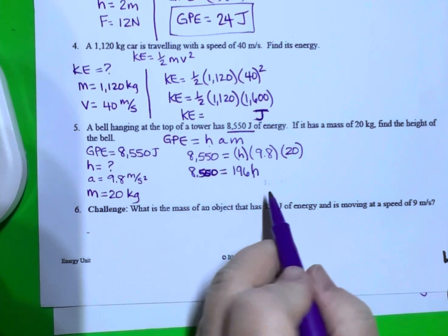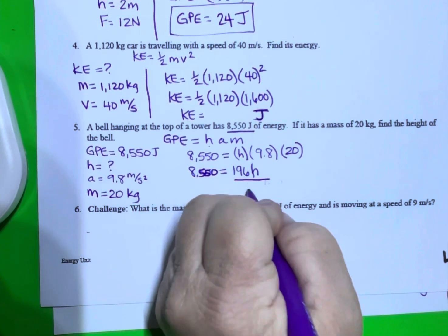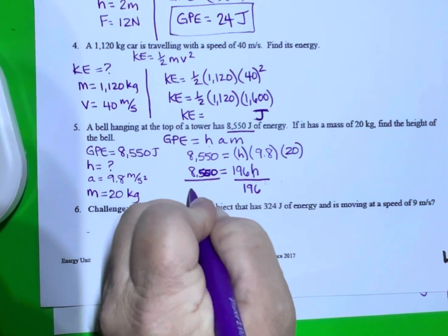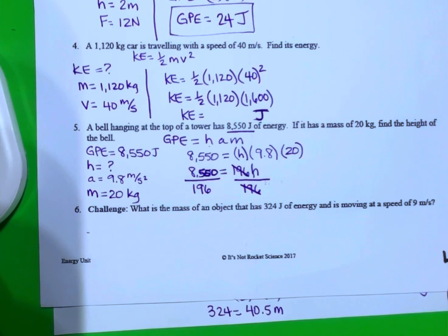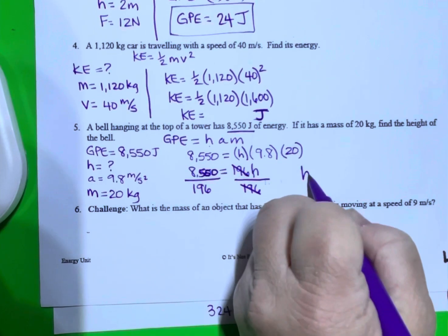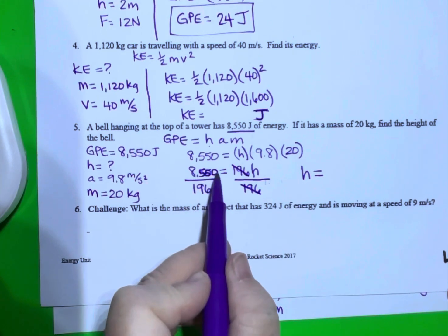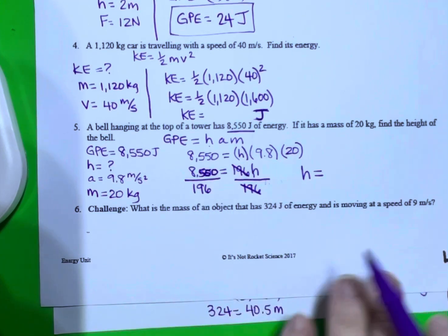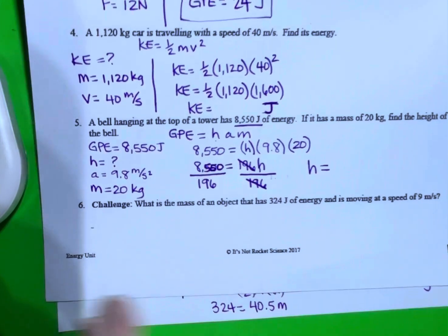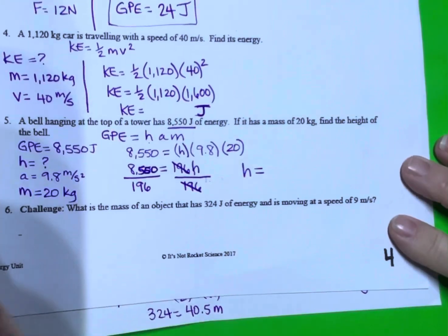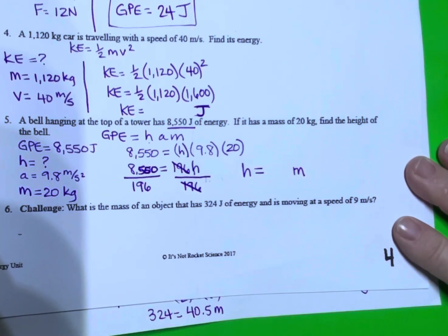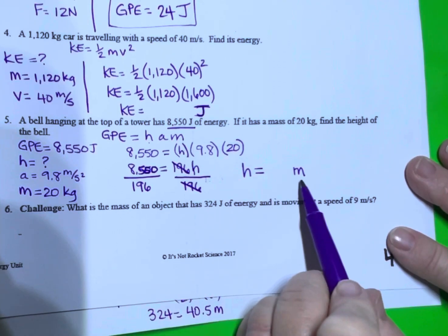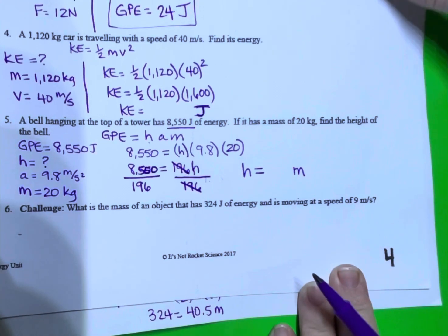Okay, now I'm going to try to get H by itself, so I'm going to divide both sides by 196. And so that cancels out 196 on this side and gives you H all by itself. So H is equal to 8,550 divided by 196. So that number is going to be what you put over here, along with what unit are we going to put for our height? It's usually listed as what? In meters. Good. So whatever number you come up with there, your unit will be in meters. Okay?